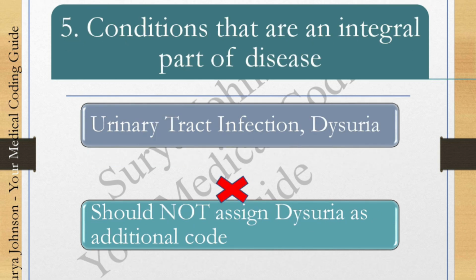For example, we will see here urinary tract infection and dysuria. In this case, you should not assign dysuria as an additional diagnosis code, because a UTI patient will have the symptom dysuria. So it is an integral part of the condition, and you will not code dysuria separately.